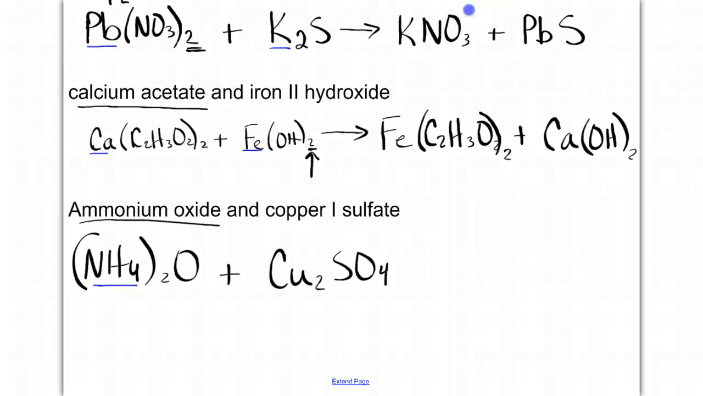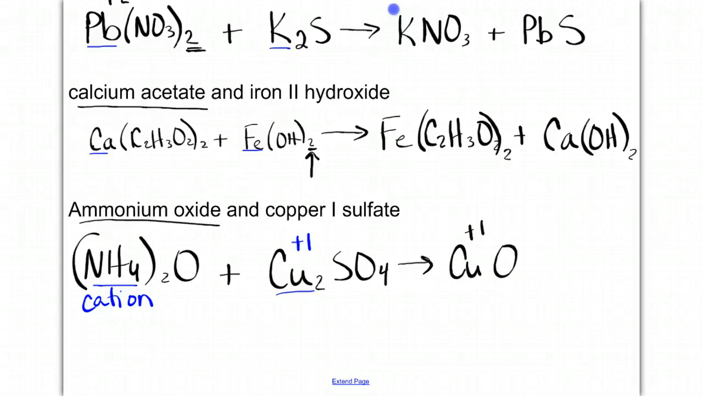Ammonium is my cation, which is going to switch with the copper. And this, you need to remember, is copper +1. So ammonium is now going to have copper in its place, and it's copper 1, and that's with oxide, plus, and then ammonium is going to take the place of the copper, which will join with sulfate.